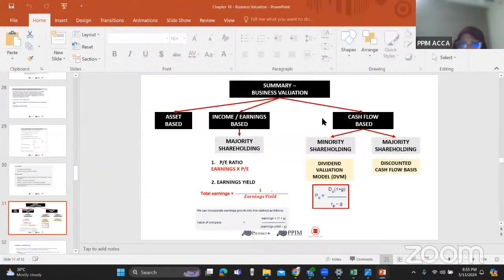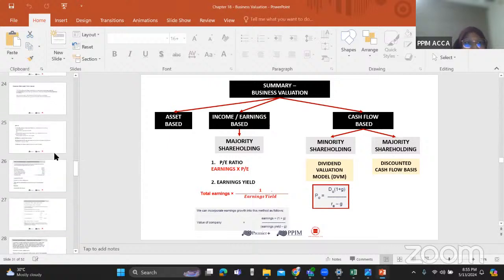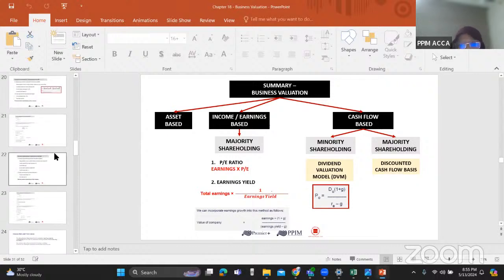So this is basically the summary here. You can go for asset-based methods. Asset-based is easy. You can just go through it. Income-based means usually if it's a majority shareholding, you can either go for PE ratio or the earnings yield. And if there is growth in earnings also, you can incorporate it when earnings yield is used. And under cash flow methods, you can use the dividend valuation method and another method called the discounted cash flow basis. Again, you will use that only if you have a majority shareholding. Okay, so this is just the summary of the entire business valuation. All the details will be there in that particular chapter. So if you feel you're not comfortable with all of these methods, then it's a good idea to go through the entire chapter. Okay.